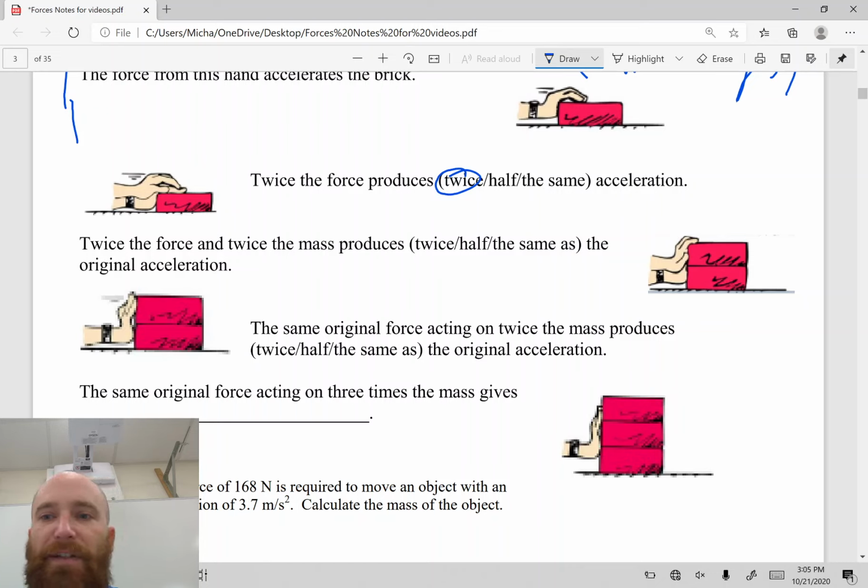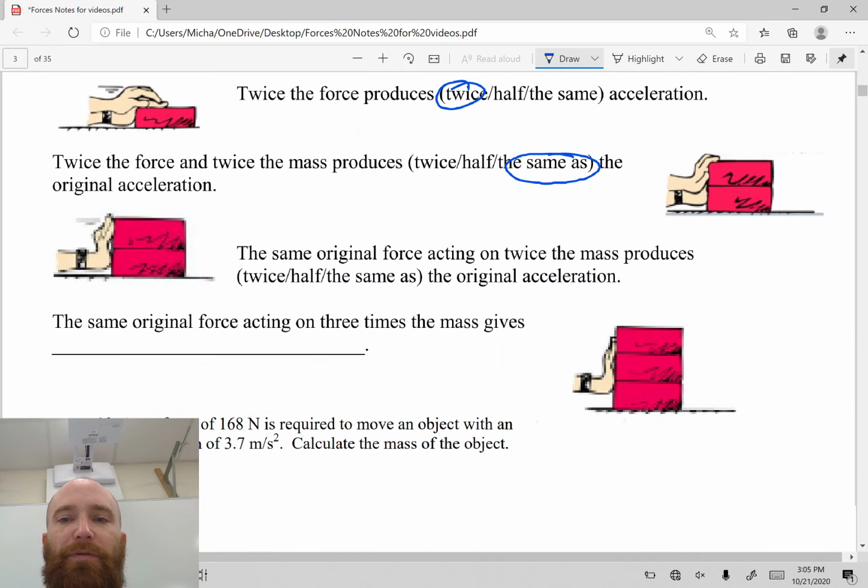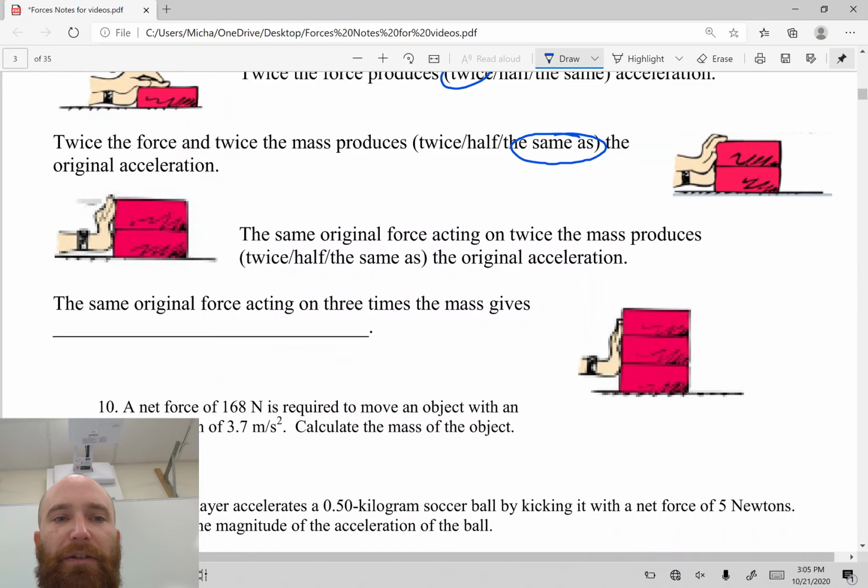Twice the force and twice the mass: we're pushing twice as hard, but it's also twice as heavy, which gives you the same acceleration. The same original force on twice the mass, so we're pushing the regular amount but it's twice as heavy, would give you half the acceleration. The same original force on 3 times the mass gives you 1/3 of the acceleration.